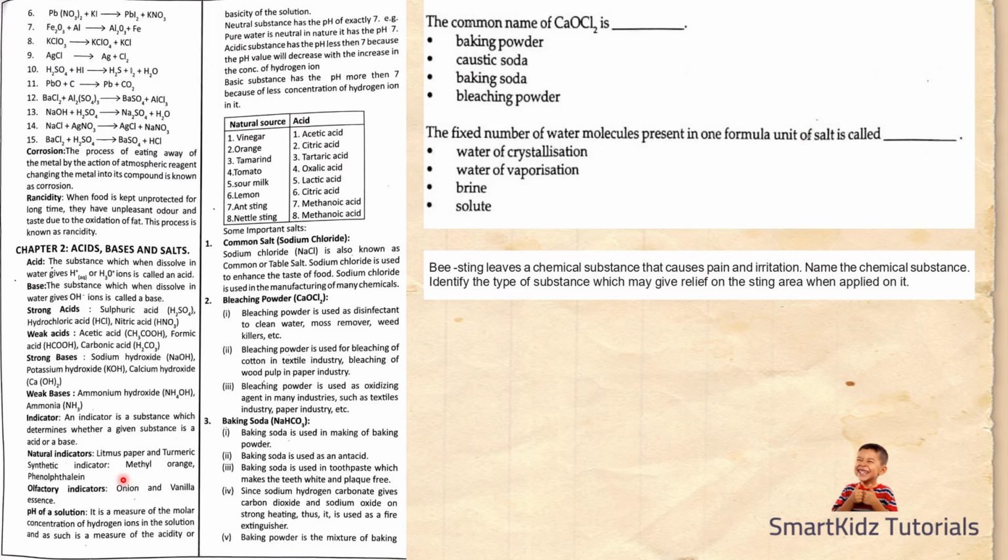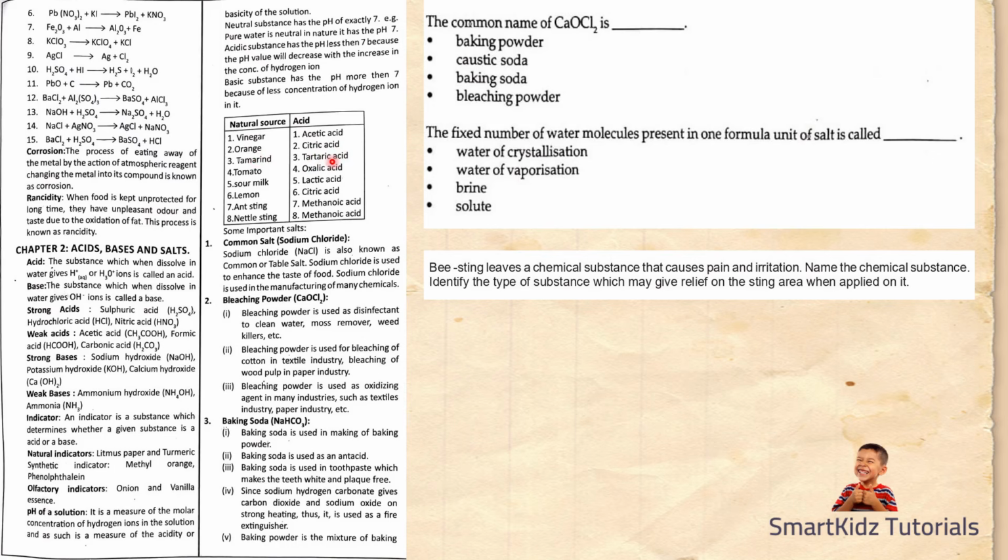If you don't have a pH meter, then you will have a chart that will show you the range, which will always be from 1 to 14, 1 being the most acidic and 14 being very basic. You'll have 7 as neutral in between. Pure water is neutral in nature and has a pH of 7. An acidic substance has a pH less than 7, and a basic substance has a pH more than 7.